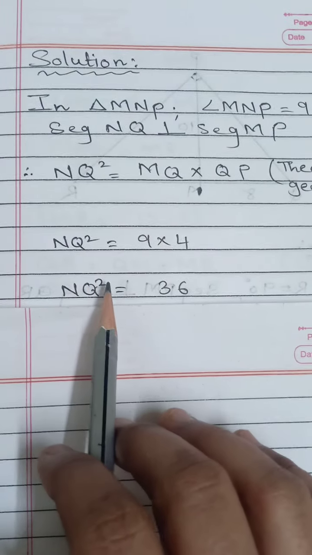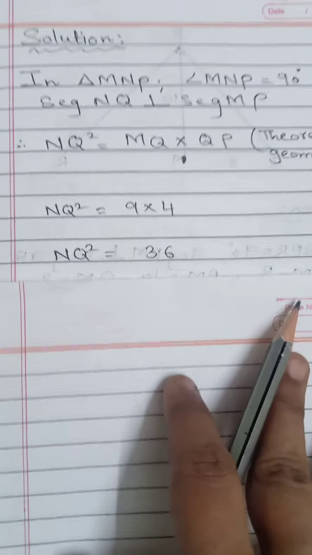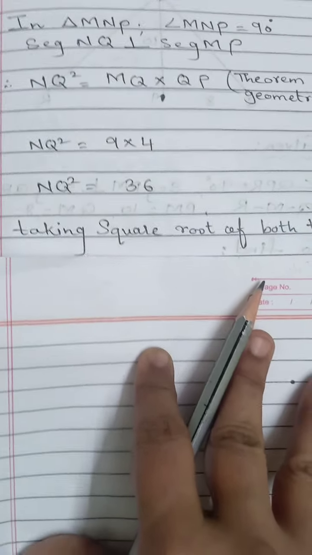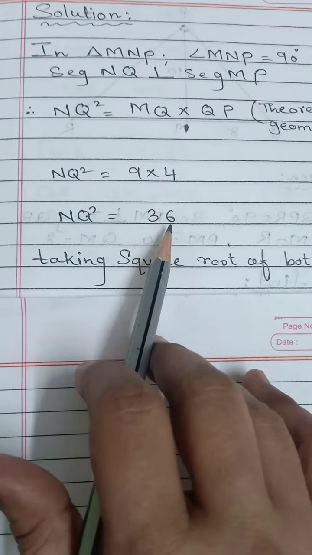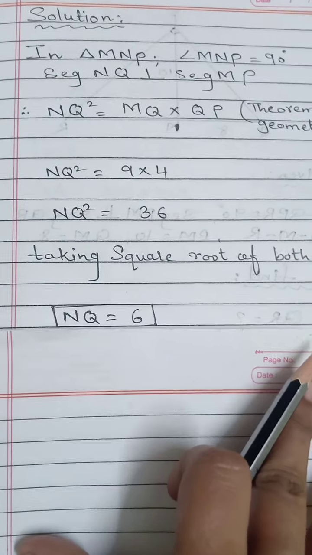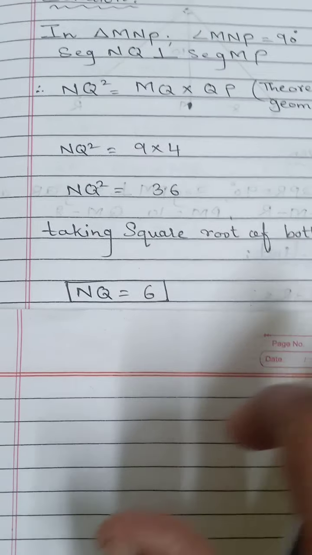Now we have to remove this square. For removing the square, we are taking the square root of both the sides. So taking square root of both the sides, this square will be removed, and the root of 36 will be 6. So NQ is equal to 6. So we have got the value of NQ.